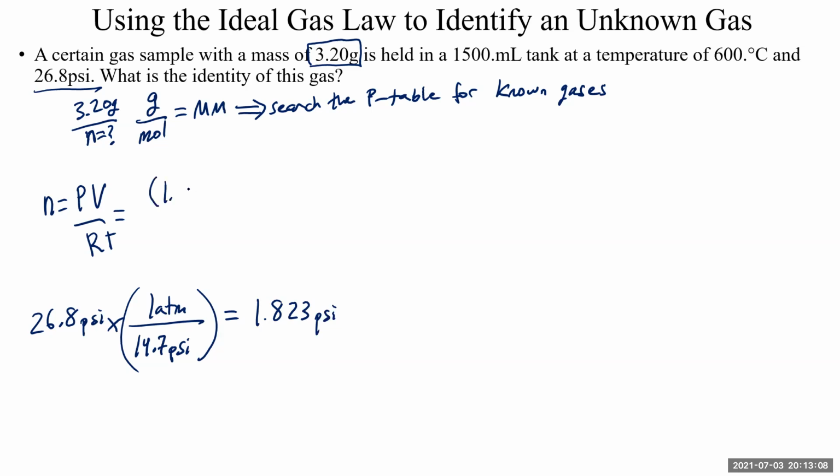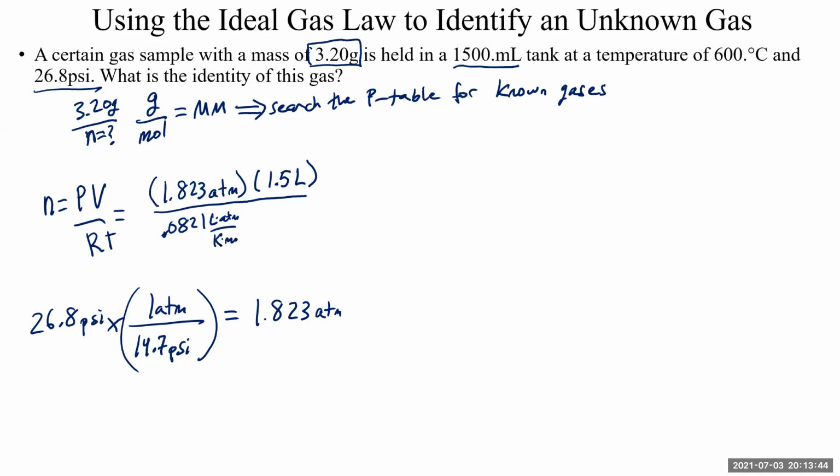So we have our 1.823 atmospheres. That was the whole point, get atmospheres into our ideal gas expression. Times volume. Our volume is 1,500 milliliters. Well, 1,500 milliliters is just 1.5 liters. 1,000 milliliters is 1 liter. So 1,500 is 1.5 liters. What else do we have? On the bottom, we have R, that never changes. It's 0.0821 liters atmospheres per Kelvin mole.